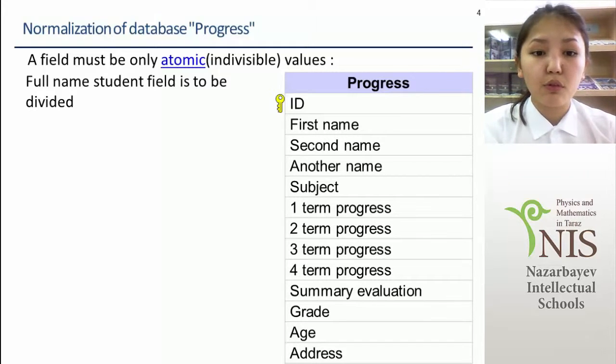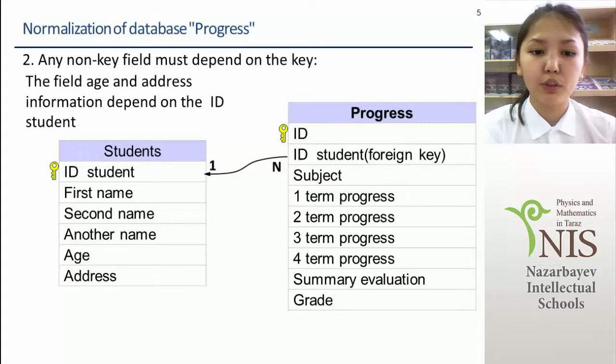In the second step of normalization, we must have a primary key and a foreign key. The fields age and address information depend on the ID key. It means that in the first table, which is named students, ID students is the primary key, and in the second table, progress, ID students is a foreign key. It creates the relationship between both tables.